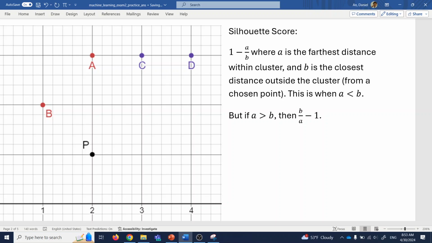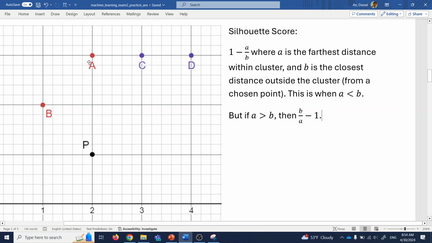And because here A is smaller than B, this is a number that's smaller than 1. Notice that because A and B are both distances, they can't be negative. So you're subtracting a number that's smaller than 1 from 1. So this value will be between 0 and 1. Similarly, you can see that this value will be between negative 1 and 0. So what you see is that silhouette score is always between negative 1 and 1.